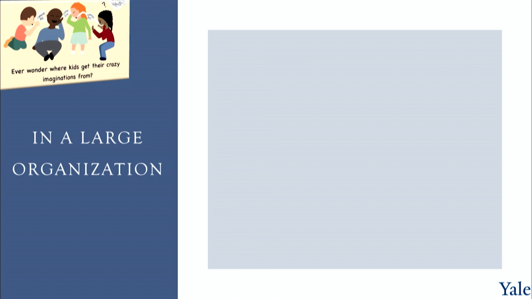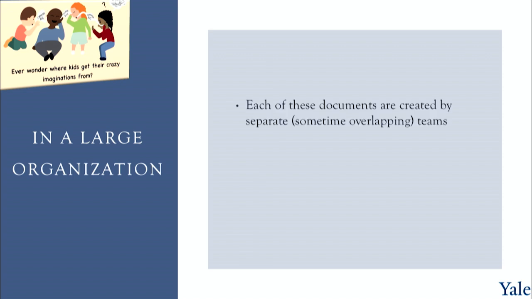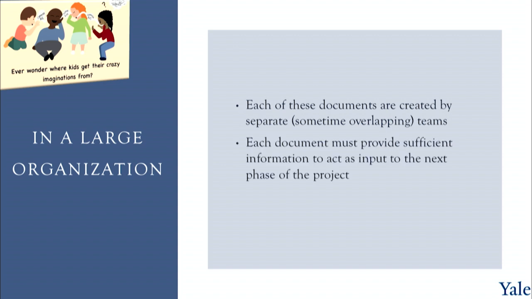In a large organization, and whenever you see this picture on the top left, think about communication problems. Each of these documents is created by separate or overlapping teams, and each document must provide sufficient information to act as input to the next phase of the project. So you have to capture enough of the details of the previous step. It's critical to ensure there's no information loss, because if the information doesn't carry forward, then of course our design will not reflect the needs of our user.